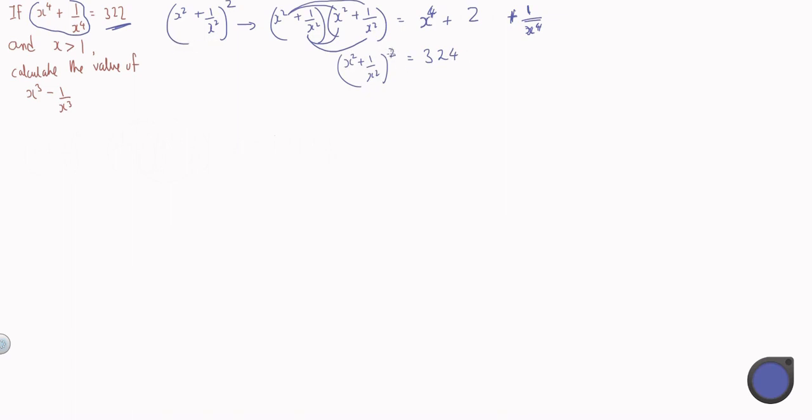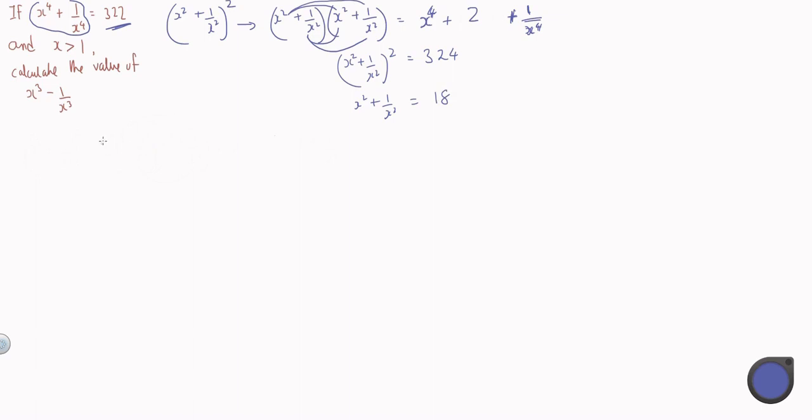Right, to get rid of squaring, you just square root both sides. So if you square root both sides, you're left with the square root of 324, which is 18. Plus and minus 18, I'll just leave it as 18 for now. Right, that's the first bit.